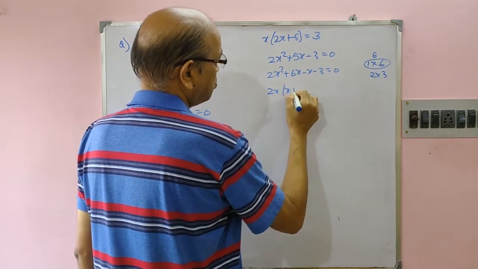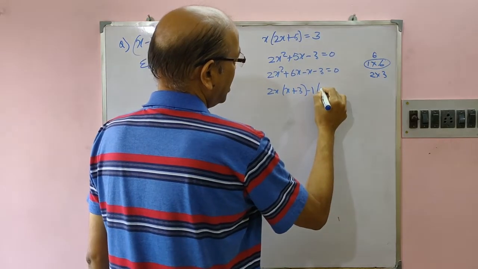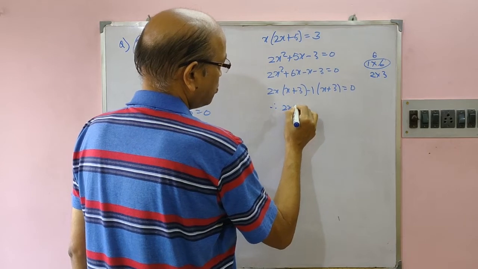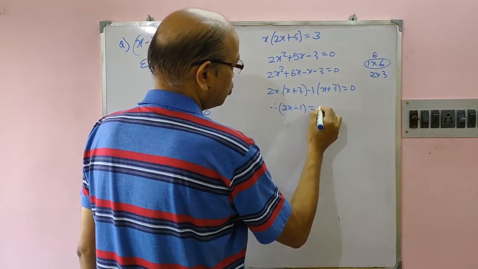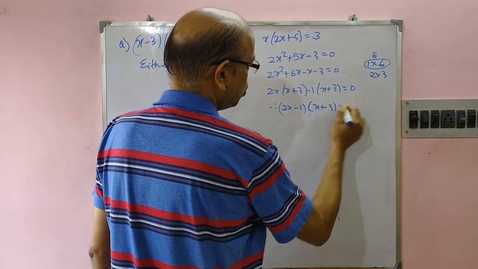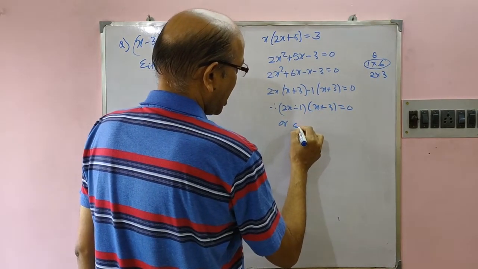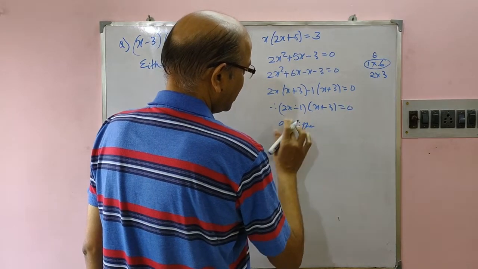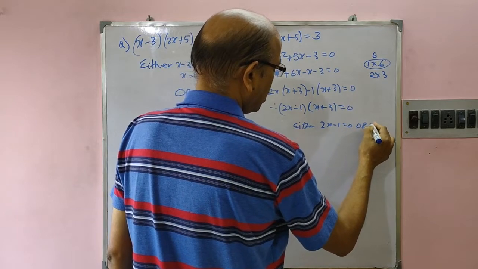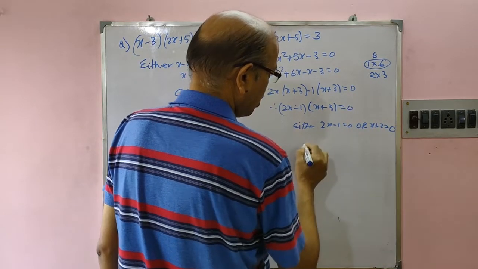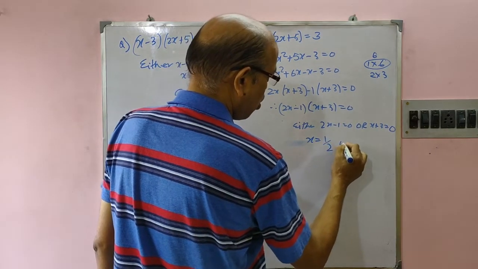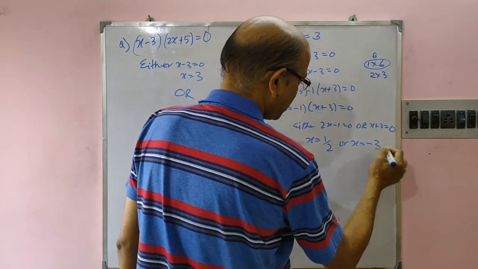2x common, x plus 3, minus 1, x plus 3 equals 0. Therefore we say (2x minus 1)(x plus 3) equals 0, so either 2x minus 1 equals 0 or x plus 3 equals 0. Therefore in this case x equals half or x equals minus 3.